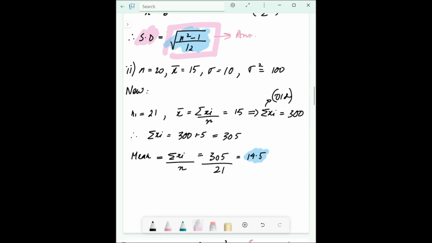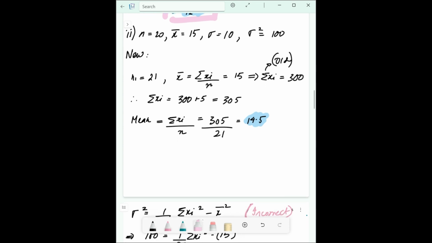now see the next part. The mean and SD of 20 points are 15 and 10. An additional point 5 which was left out is included. Find the correct mean and SD. This was the question.